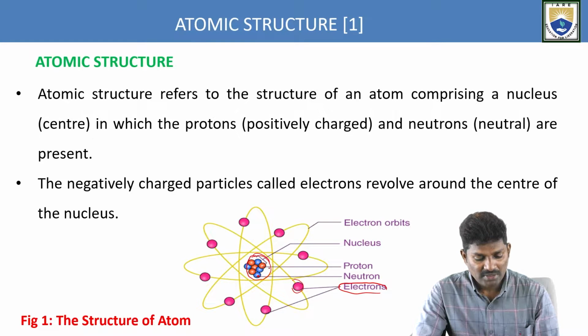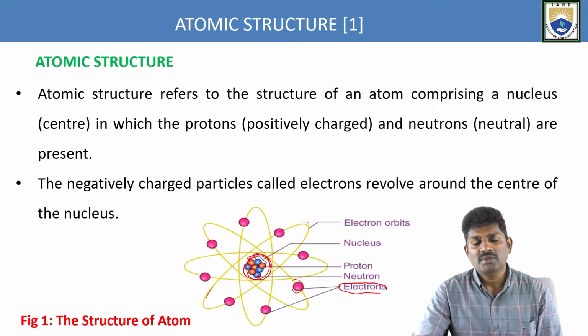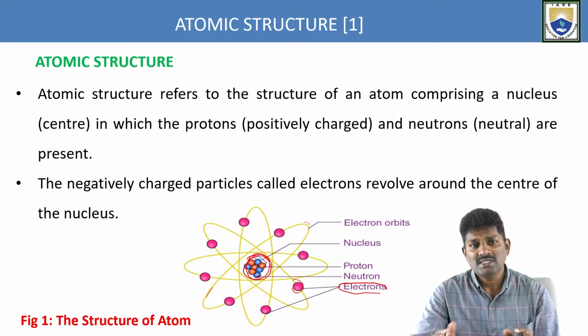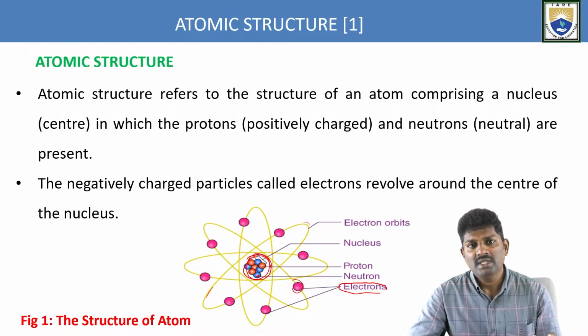So we have the complete nucleus here. Around the nucleus, you have the negatively charged electrons which revolve. The orbit in which they revolve is called the electron orbit. On the electron orbit, the electrons are revolving. This nucleus is composed of protons and neutrons. The protons are positively charged and the neutrons are neutral. So this is the complete structure of the atom.